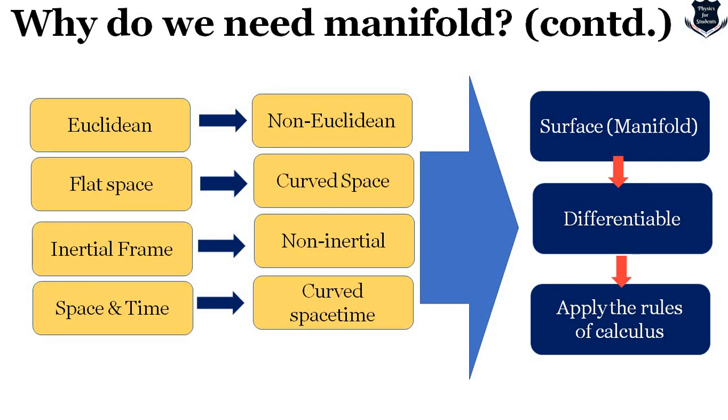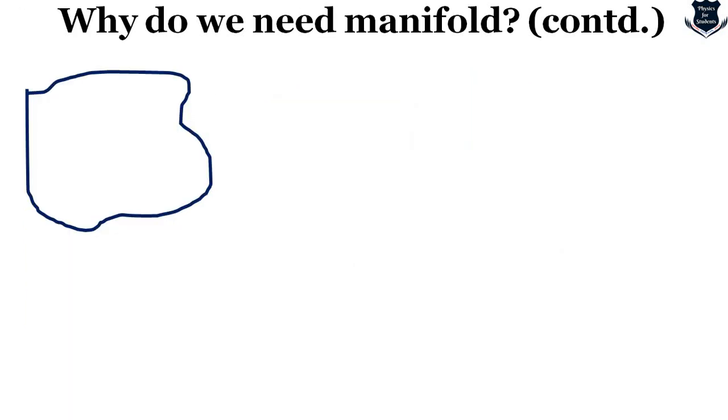So just to tell you, from Euclidean we move into non-Euclidean, that is curved space. From flat to curved, inertial to non-inertial. All these changes are happening because GR is all about curvature, and we need a surface, and that should be differentiable so that we can apply the rules of calculus. This is an important thing. I think the need of manifold in GR is quite clear.